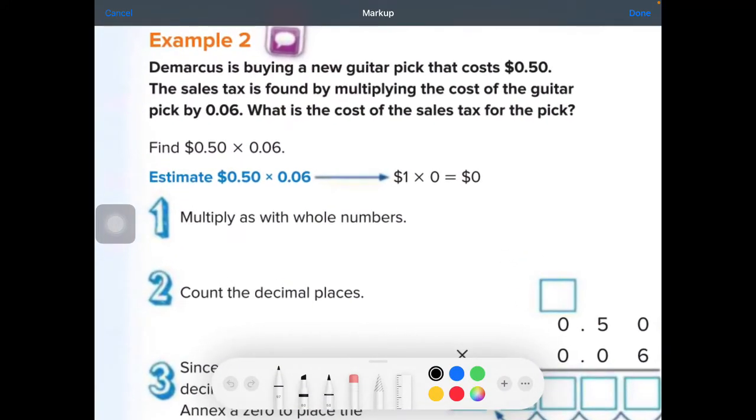Example 2. DeMarcus is buying a new guitar pick that costs 50 cents. The sales tax is found by multiplying the cost of the guitar pick, which is 50 cents, by 0.06. What is the cost of the sales tax for the pick? Here they've set up the problem for us, 50 cents times 0.06. We're going to estimate that 50 cents is close to a dollar, and this 6 hundredths is pretty close to 0. So our answer is going to be something between 0 and 1.